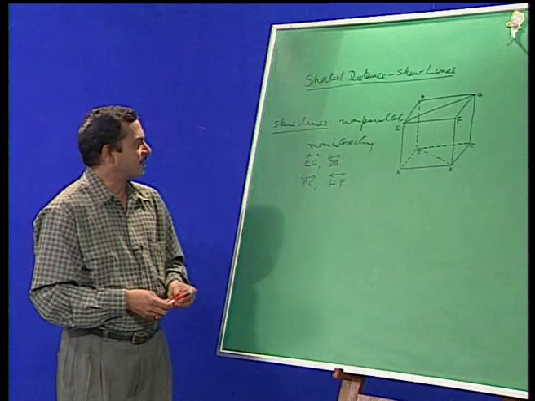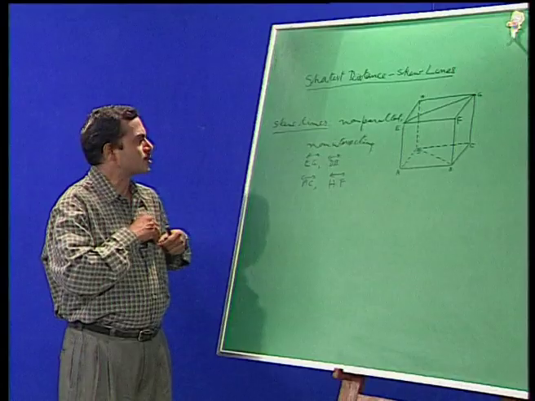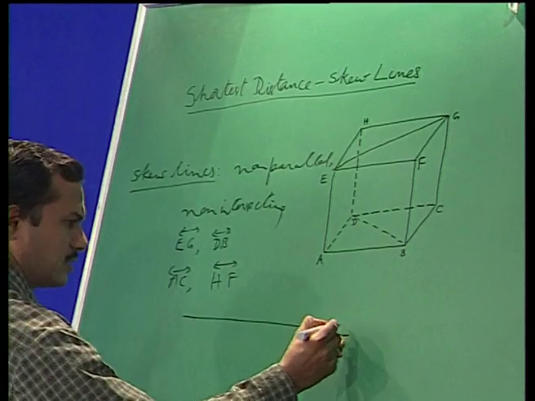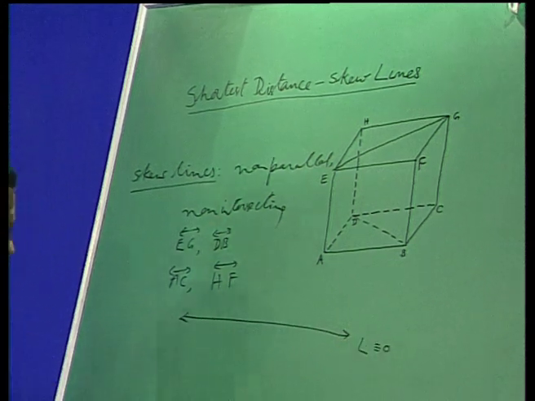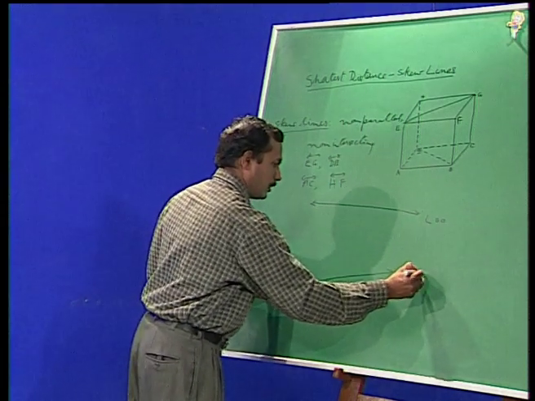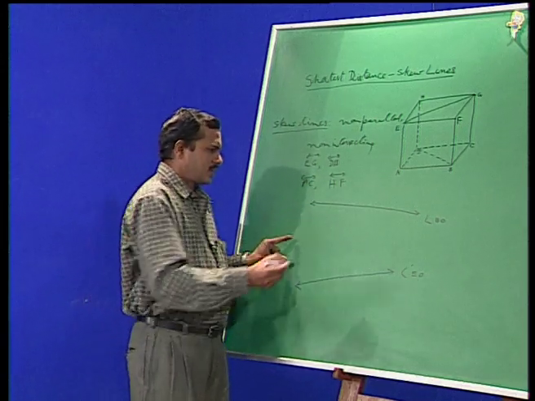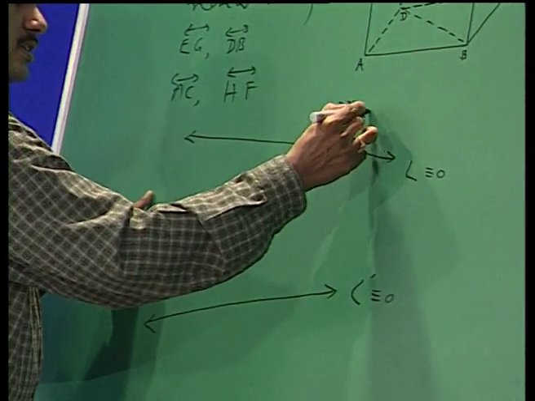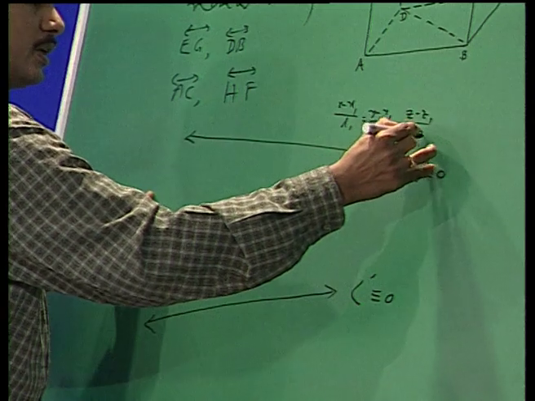Now, let us define the concept of shortest distance. Let us take two lines in 3-dimensional space. Say this is line 1, let us call it L equal to 0, and let us take another line L dash equal to 0. Let us say these are skew lines. Say the first line has equation (x minus x1) by L1 is equal to (y minus y1) by M1 is equal to (z minus z1) by N1.